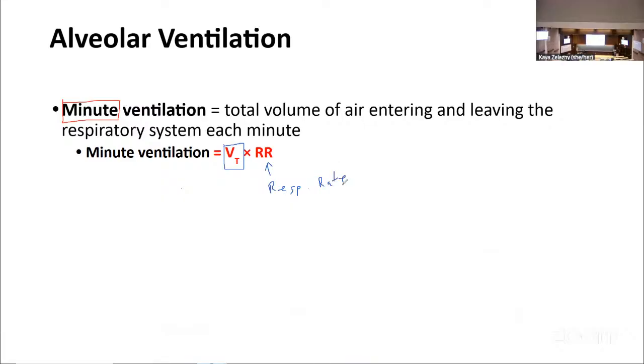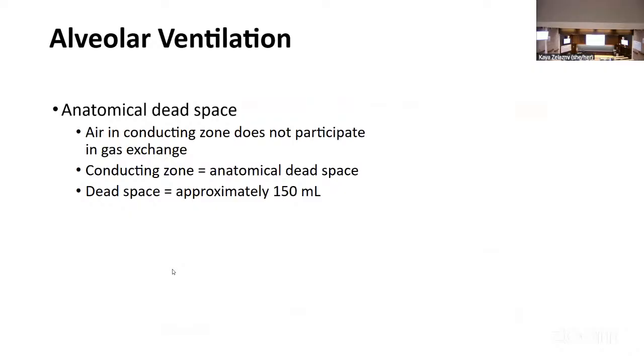This is going to be something around 10-ish usually. Our number of breaths. So all we're doing here for our minute ventilation is multiplying how big was your breath by how many breaths per minute. But that's not going to get us quite as far as we need to go.